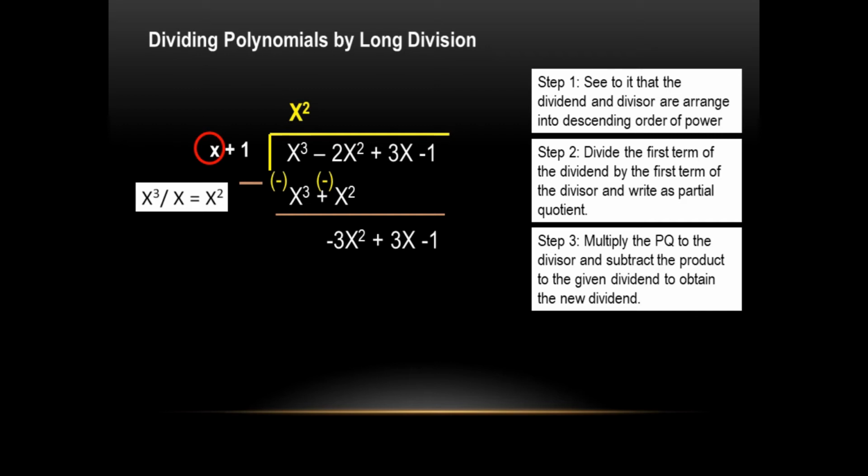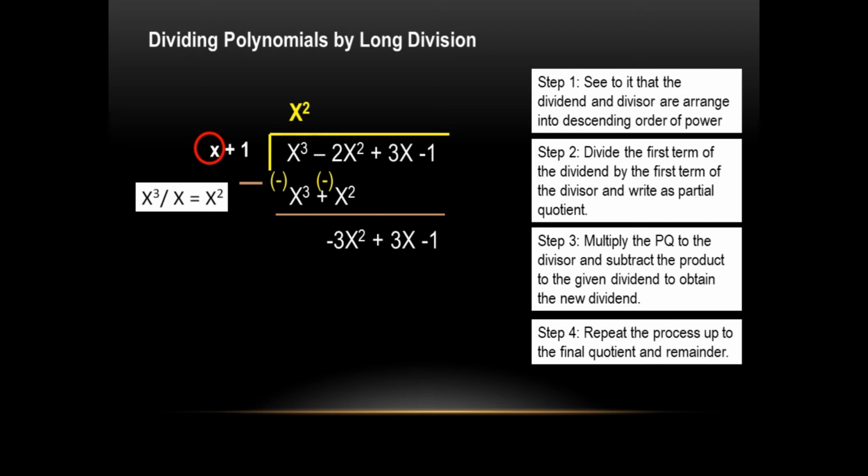Okay, so we have now the new first term. Step 4, repeat the process up to the final quotient and remainder. So meron na tayo ngayong bagong dividend, which is negative 3x squared plus 3x minus 1. So repeat the process, the same pa rin. Sa step 2 tayo, divide the first term of the dividend by the first term of the divisor.